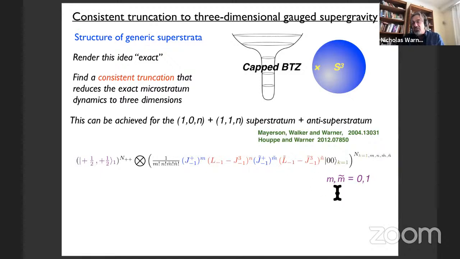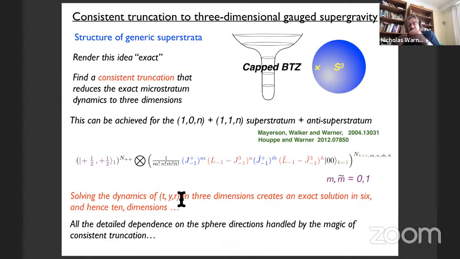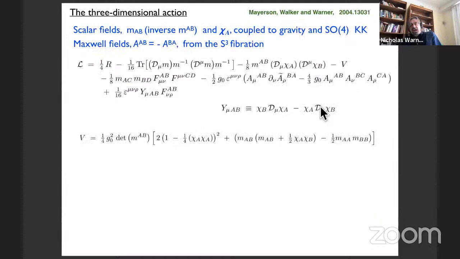But m and m twiddle can only be 0 or 1. And now the important part about the word consistent truncation here is if you solve the dynamics in 3 dimensions, you can create exact solutions in 6 and hence in 10. So it's made things at least significantly simpler. And therefore, all the magic of the consistent truncation is to deal with all the sphere stuff just as an automatic byproduct of the consistent truncation. And one of the other open problems I promised I'd try and advertise as I went was there are other consistent truncations. And I'm sure there are, but we haven't constructed them.